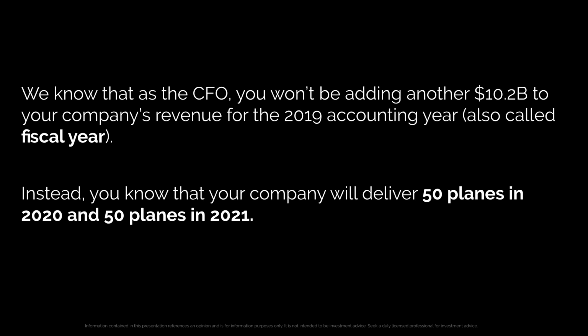So you know that as the CFO, you won't be adding another $10.2 billion to your company's revenue for the 2019 fiscal year. Remember, they received this order at the end of 2019, but you're not going to put the $10.2 billion in the 2019 fiscal year because you know that you're not going to deliver all the planes immediately. You're going to deliver 50 planes in 2020 and 50 planes in 2021. So how are we going to mark that? Remember, in accrual accounting, we mark it when economic transactions occur. So pause the video for a second here and think, how much revenue are we going to book in 2020 and how much revenue are we going to book in 2021?